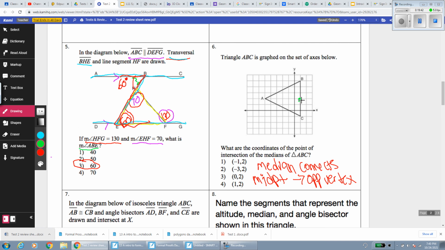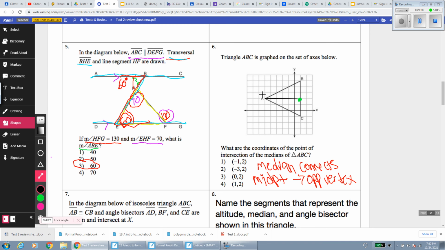So I have one median as long as I now take my straight edge and connect this midpoint to the opposite vertex, which would be A. So let me see if I can get a straight line. There we go. And there I have one median.